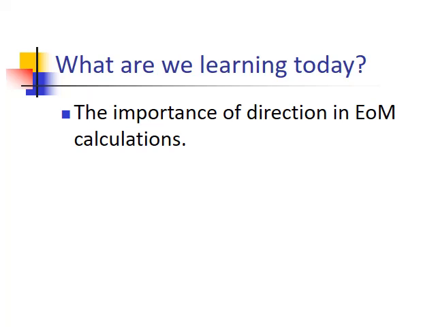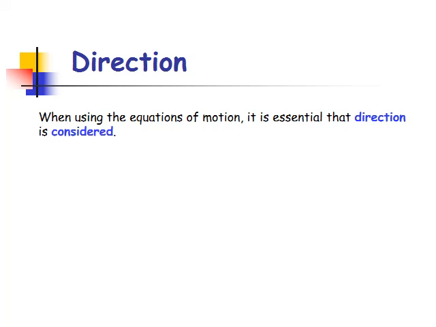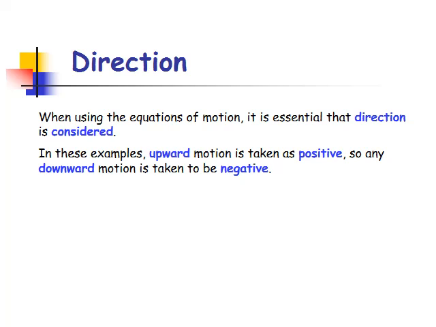And the direction is set by you, the person answering the question, but usually you choose one direction as positive and one direction as negative because the quantities are vector quantities. When using the equation of motion, it's very important that direction is considered. In the following examples, upwards motion is taken as positive, so downward motion is taken to be negative.